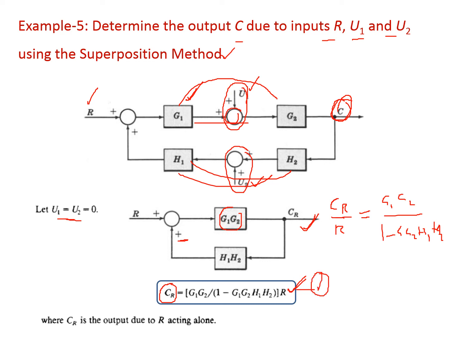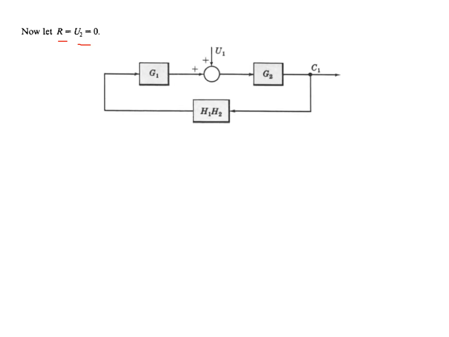Similarly, in the next case we are going to make R and U2 0. In the third case we are going to make R and U1 0. Now we consider the second case, in which input R and U2 are 0. Then the resultant block diagram is this, by making these two 0.